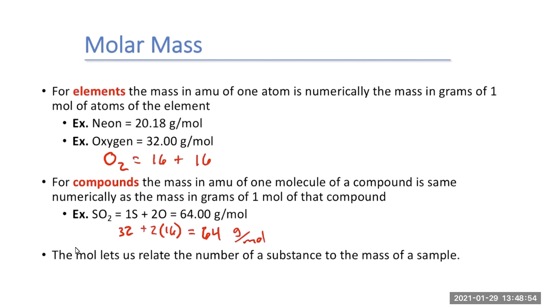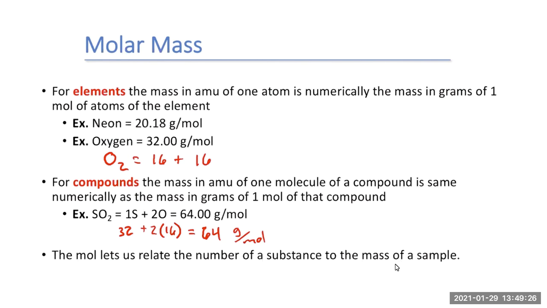So this way the mole lets us relate the number of a substance to the mass. So I can figure out how many atoms are actually reacting by just weighing out the mass. And we weigh out the mass in the lab on a bench scale, usually in grams. So that's why we care about this so much. We always weigh things out in grams in the laboratory. It's very difficult to weigh out one atom or just a couple atoms at a time.